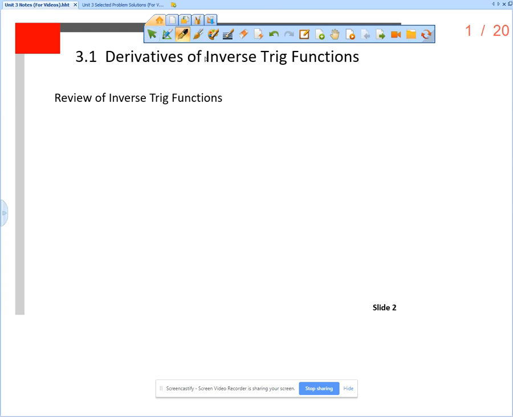So the first thing that we need to do is discuss a review of the inverse trig functions. For instance, we need to discuss an equation like y equals the inverse sine of x, which could also be written as arc sine of x. These two notations are used interchangeably, and you have to make sure you know that the negative first power looking thing right there does mean arc sine, means inverse sine.